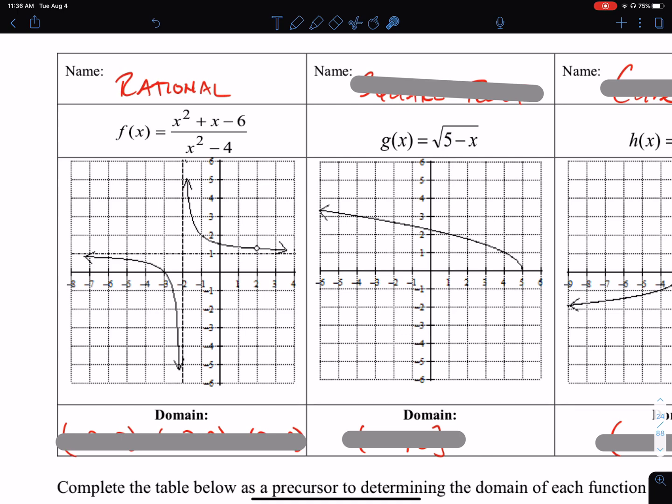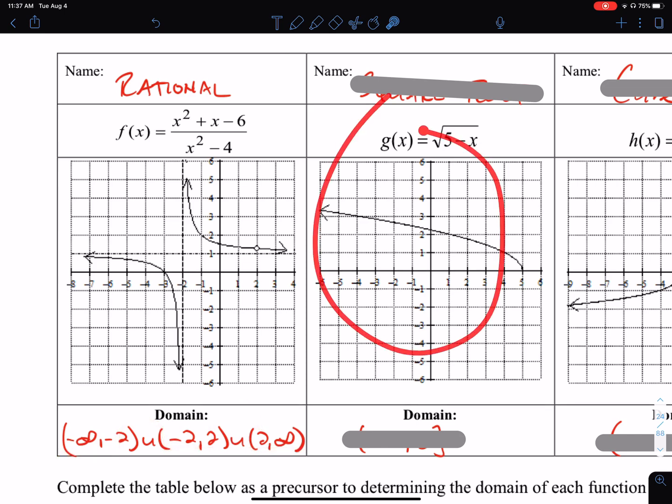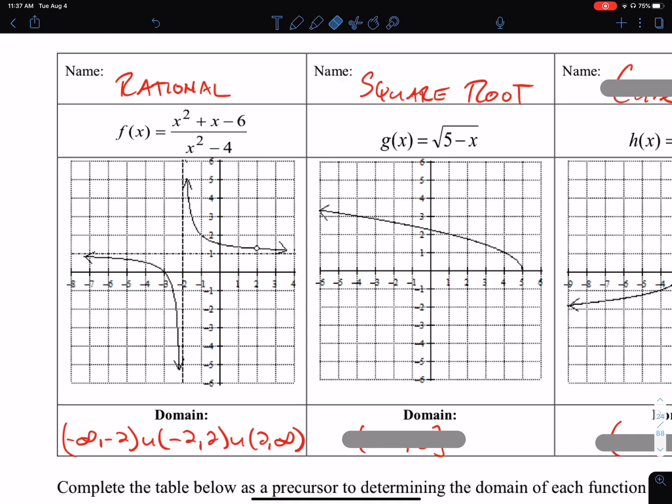The domain for this function starts at negative infinity and it skips over negative 2, and then it goes to positive 2 and skips over it. So it's everything but negative 2 and positive 2. So the domain is negative infinity to negative 2, skipping over negative 2, negative 2 to 2, skipping over 2, to infinity. This next graph here is a square root function opening to the left.